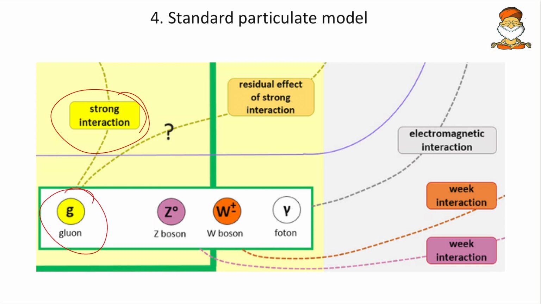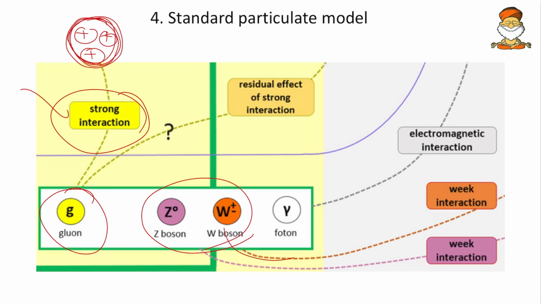So what is a strong interaction force? Say for example, inside the nucleus we have so many protons, but these protons have similar charges. When they have similar charges, they have to repel, but there is one binding force which is binding all of them, although they have similar charges. That is the strong nuclear force. So this gluon is the strong nuclear force, and then we have the Z and W bosons. These are the weak nuclear forces.